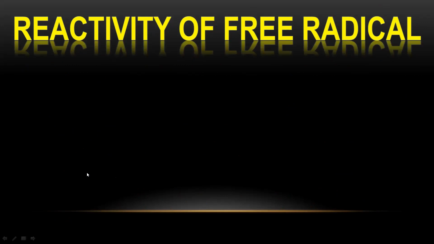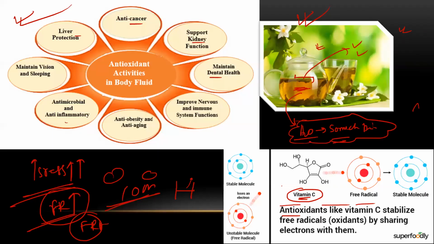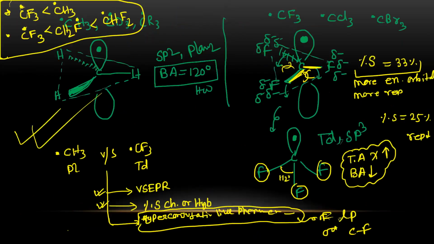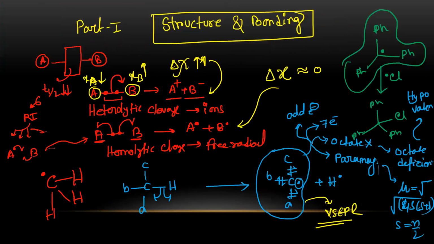Now we are starting the reactivity of free radical. Till now, we have completed most of the basic things about structure, formation, and stability. And among the reactivity, let me take you to the slide where we have discussed the 6 dimensions by which we will be covering the reactivity. These are the 6 dimensions: alkyl halide base, radical chain reaction, etc. So these are 6 dimensions by which we are going to cover the reactions of free radical.